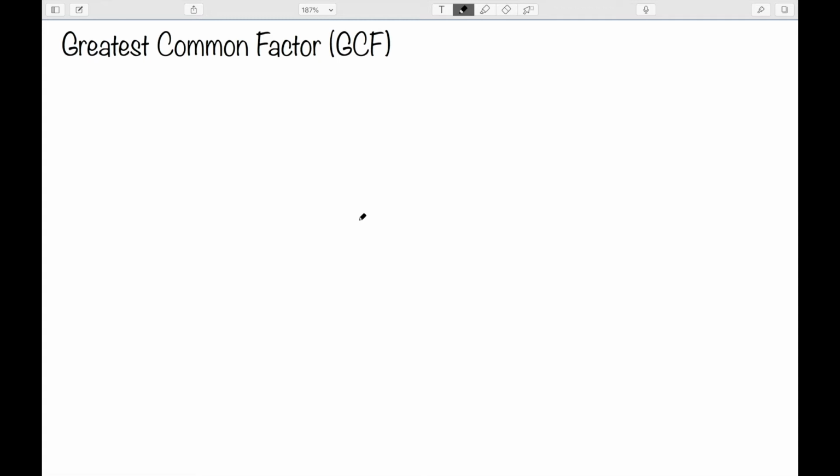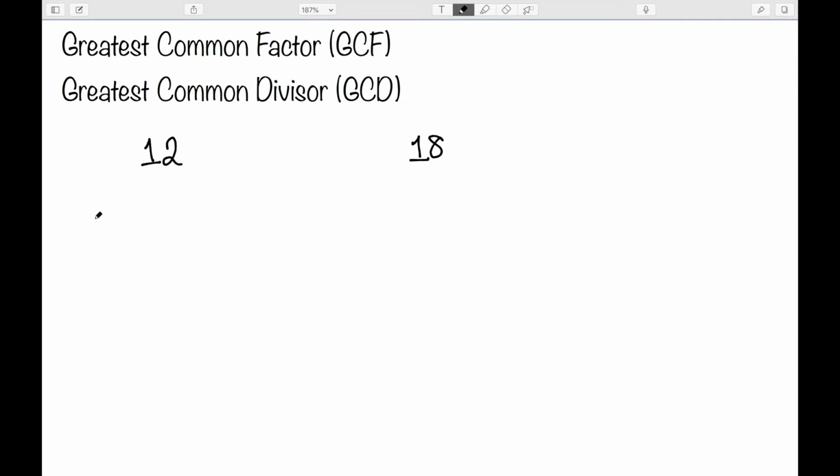In this video, I want to look at the greatest common factor, often denoted by GCF. This can also be called the greatest common divisor, or the GCD. The idea is it's the greatest counting number that is a factor of all of the given counting numbers. So let's look at an example.